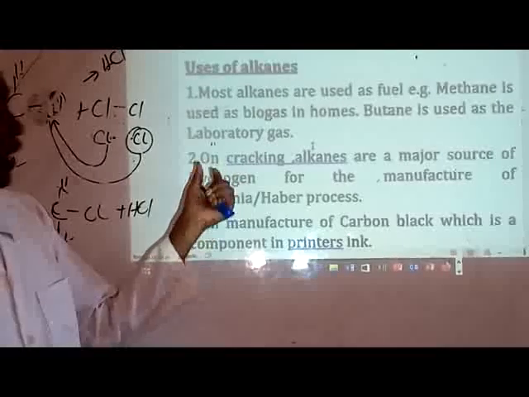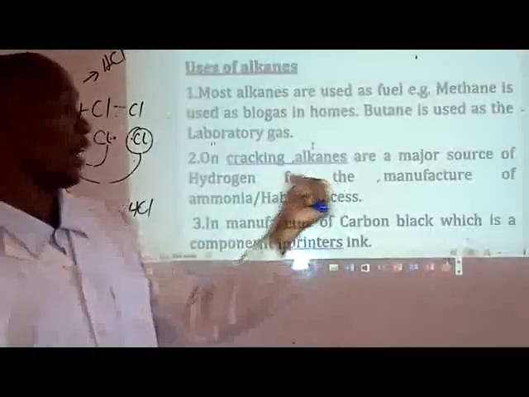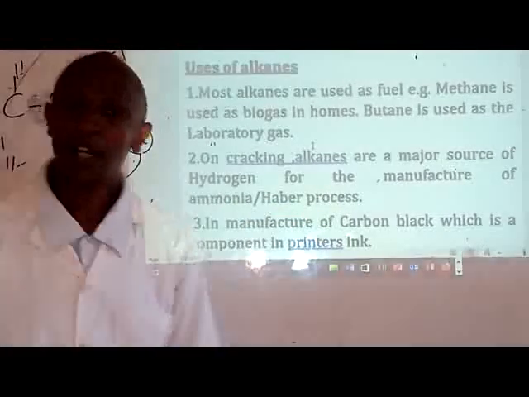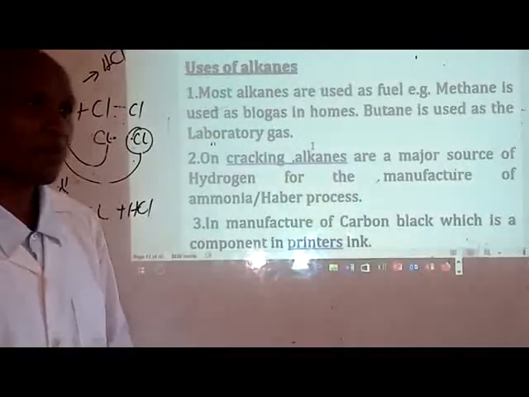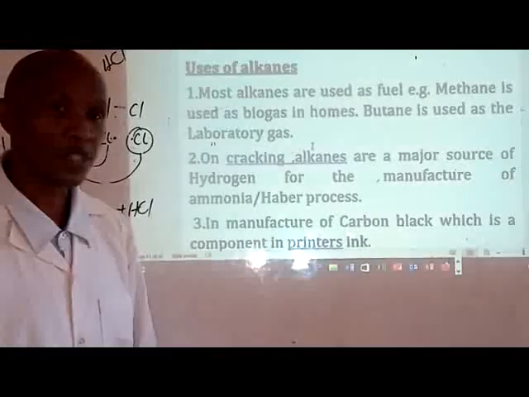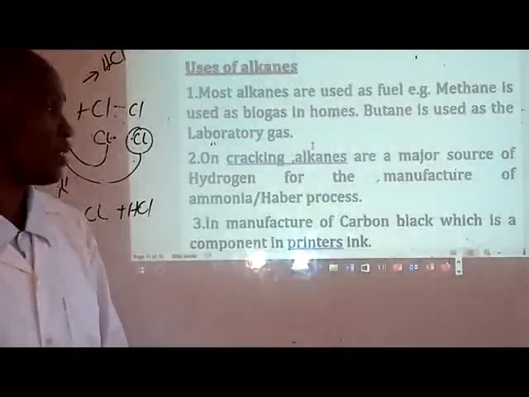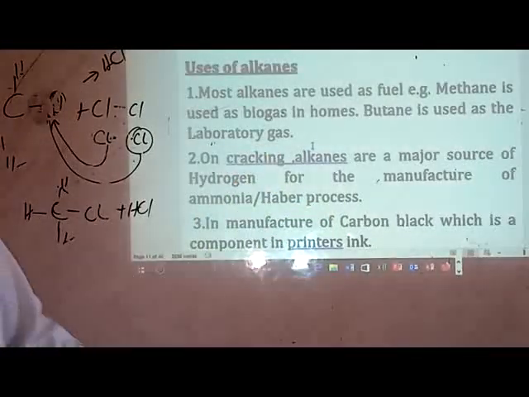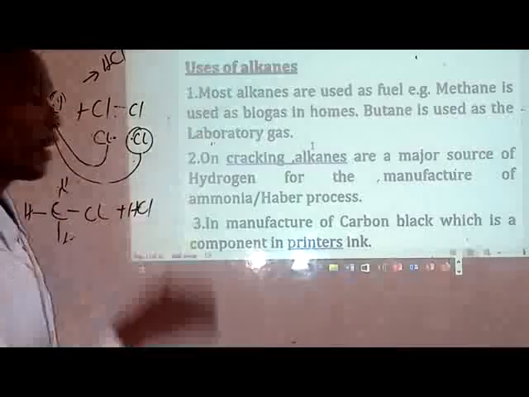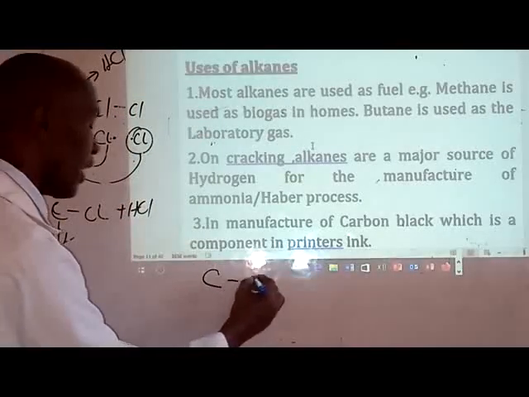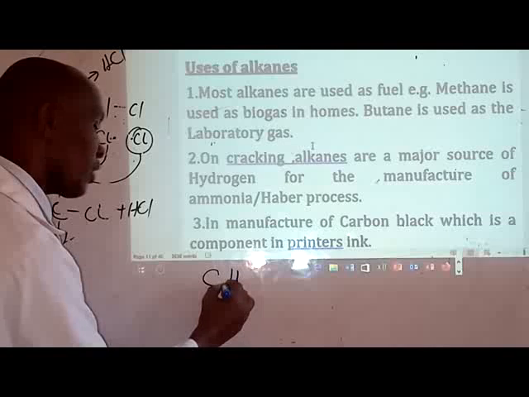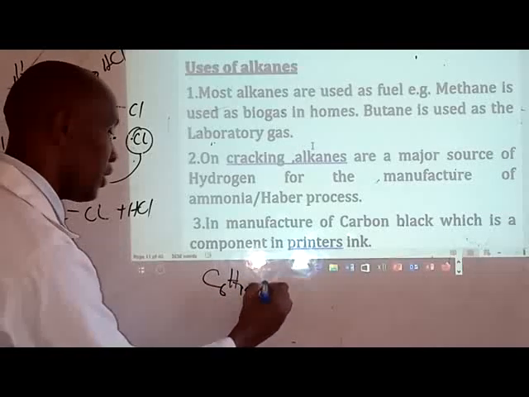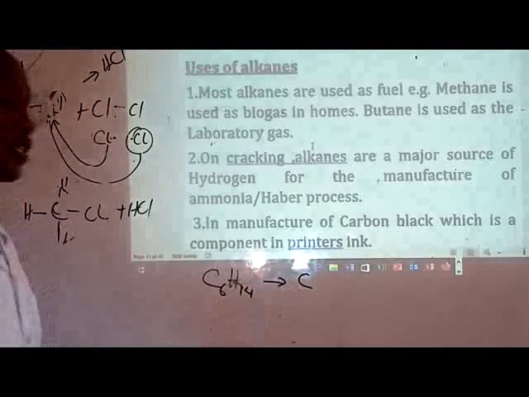And now the alkanes will also be used to produce all hydrogen that is used, for instance, in the manufacture of hydrogen. Of course, the other source of that hydrogen is electrolysis, but we are not talking about electrolysis now. So if you crack alkanes, and when you crack, you break down an alkane, C6H14, maybe, it can break down. You'll be told what it produces.